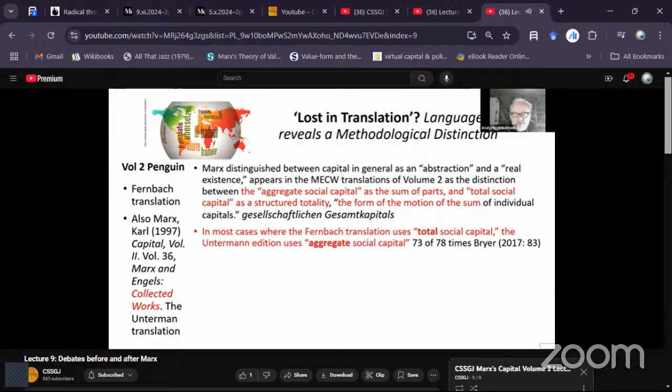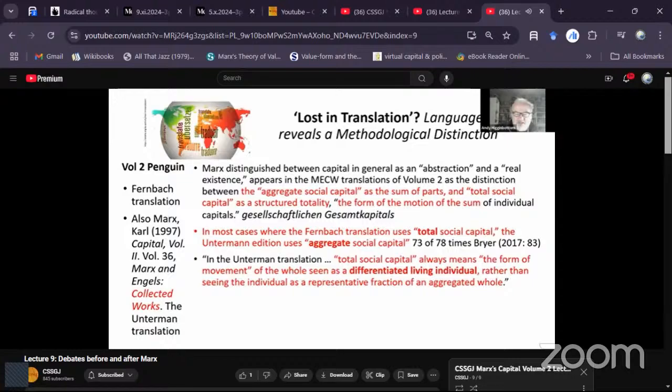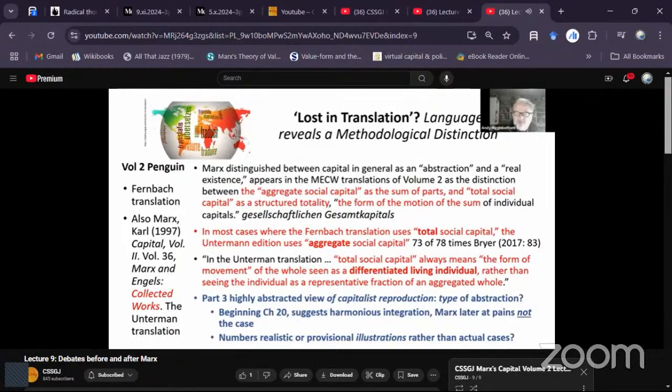And what Breyer points out is the Fernbach translation translates this term quite differently to the Untermann translation, right? The Untermann translation only translates the German original as total social capital 5 times out of the 78 which it occurs, where it's very clear Marx is talking about the movement of the totality. In other circumstances, he uses the term aggregate social capital, whereas the Penguin translation is always about total social capital. Okay.